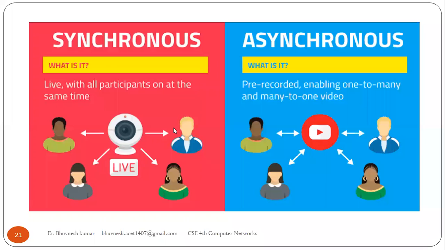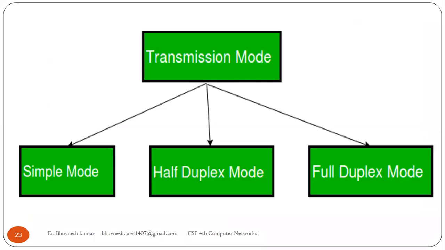And this is also an example of synchronous and asynchronous. Synchronous is live video calling or video conferencing, live with all participants on at the same time. And asynchronous is pre-recorded, enabling one to many and many to one video. A YouTube video you watch is an example of asynchronous transmission.